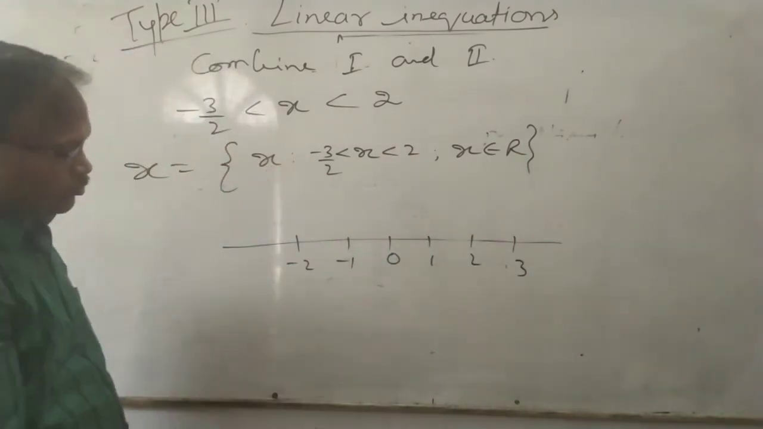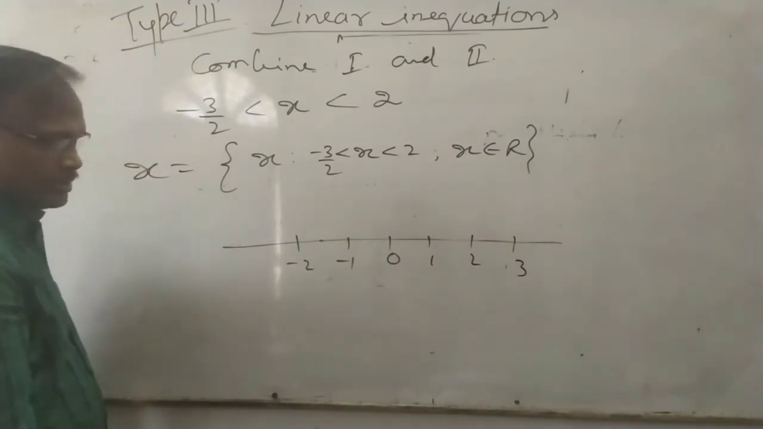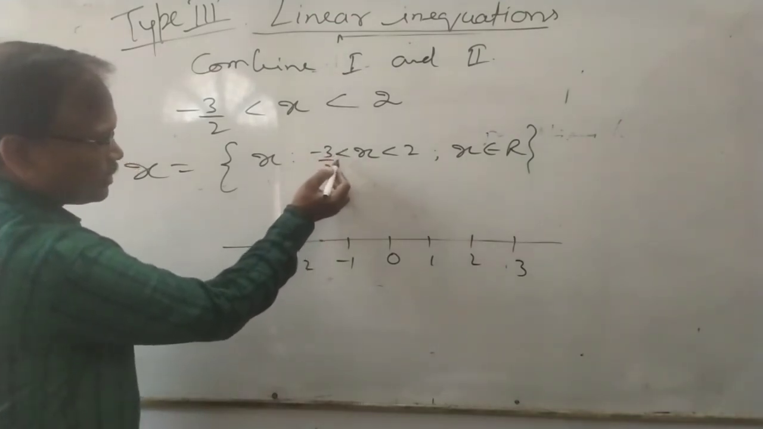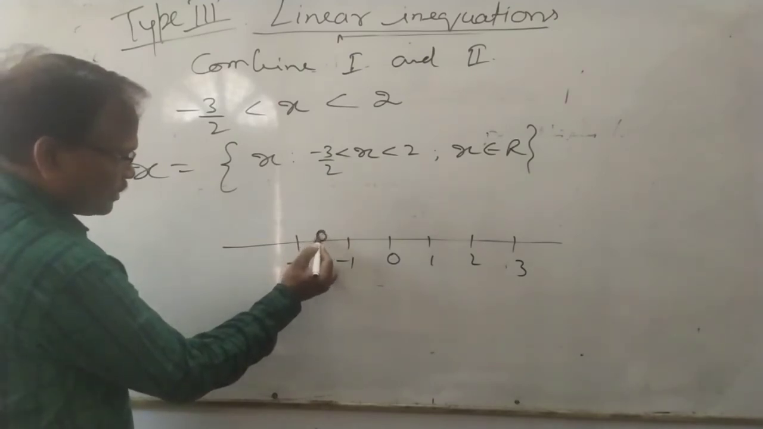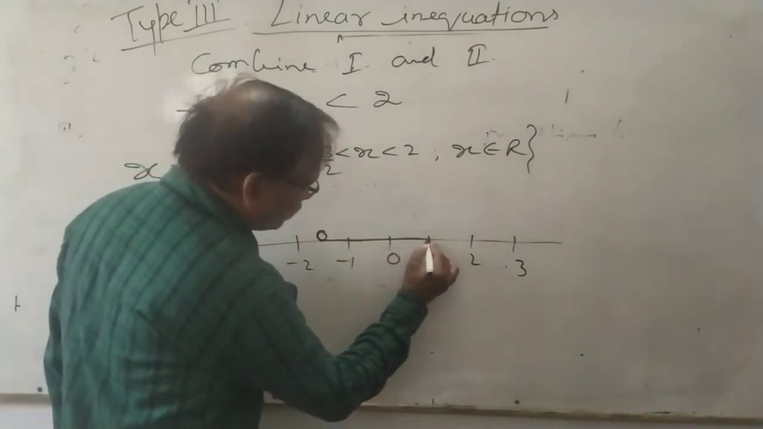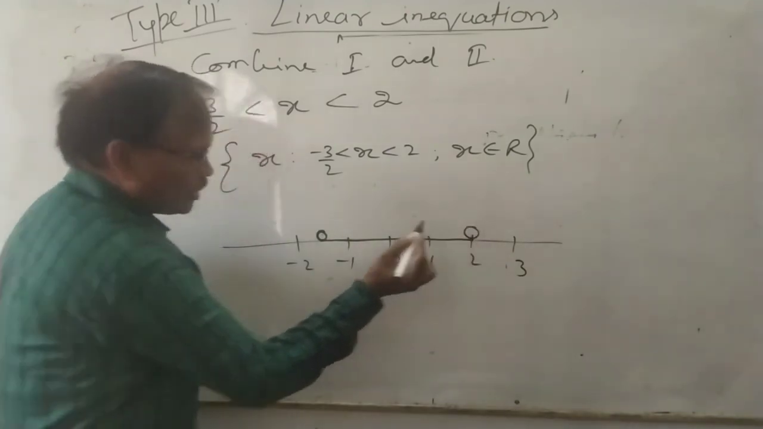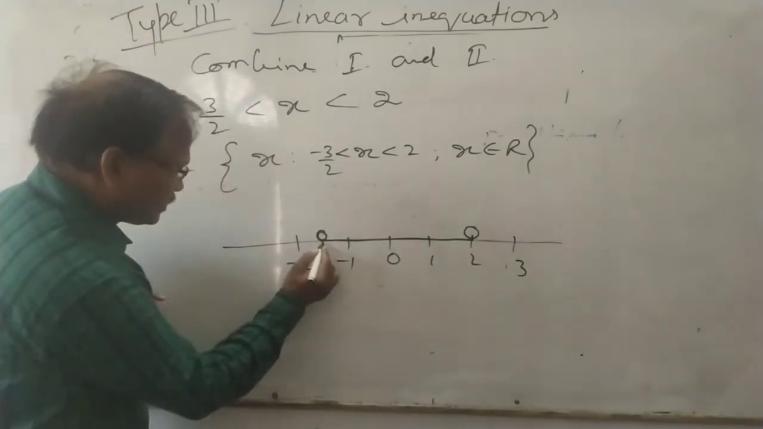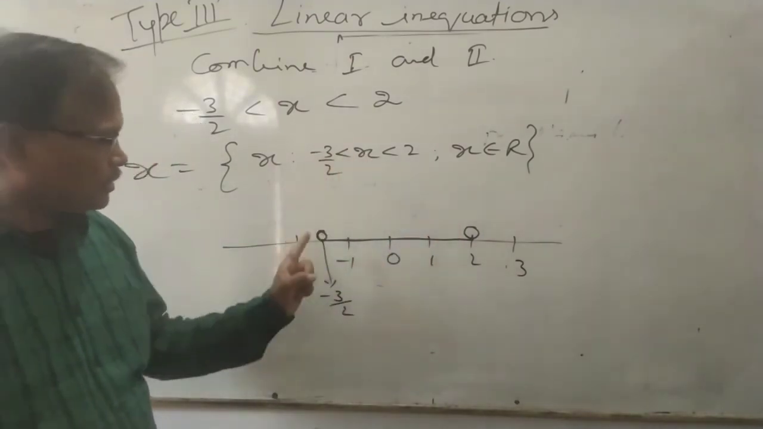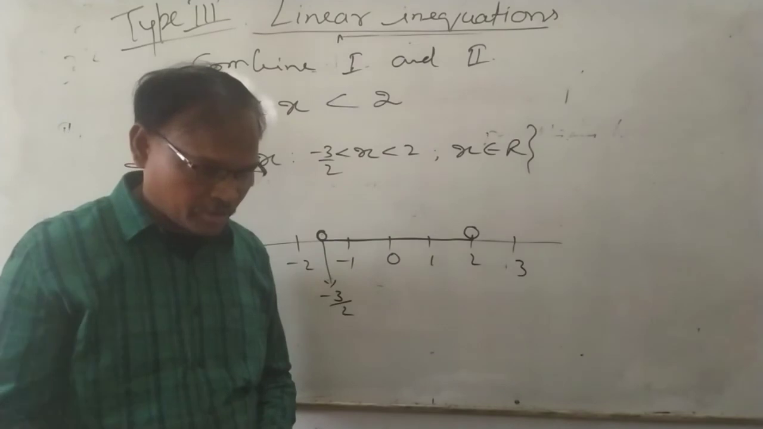Now on the number line, how to represent? You can see minus 3 by 2. Minus 3 by 2 means where in the number line you will get, this is minus 3 by 2. Clear? And for minus 3 by 2, the less than sign is given, not equal. So you must draw an empty circle, and from there draw a line up to 2. Here no equal sign, so on the 2 also the empty circle. This is minus 3 by 2. This represents the values of x lying between minus 3 by 2 and 2 on the number line. So this is the way to represent.